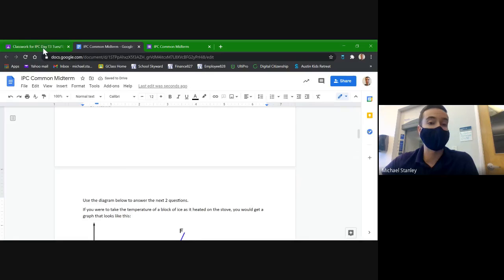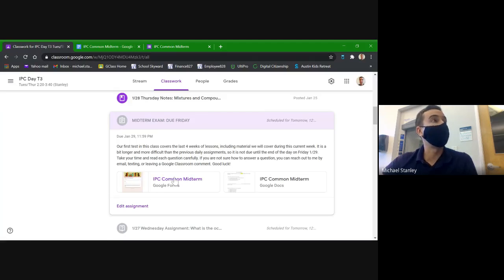But again, just like with everything else, the Google Form and the Google Doc versions are the exact same questions presented in the exact same order. They have the exact same answer choices. So whichever one you want to work on is totally up to you. Again, it will go live on Wednesday. So tomorrow is the first day that you can start working on it, but it is not due until the end of the day on Friday. So you have 3 full days to work on the midterm.